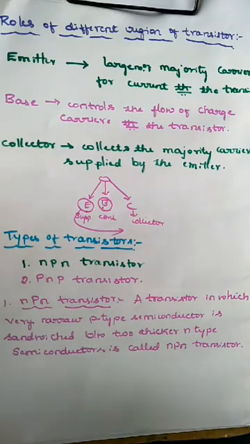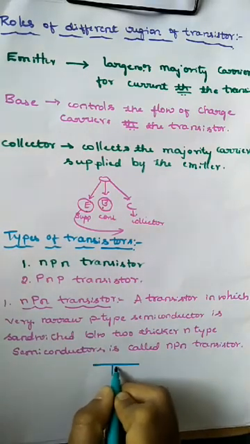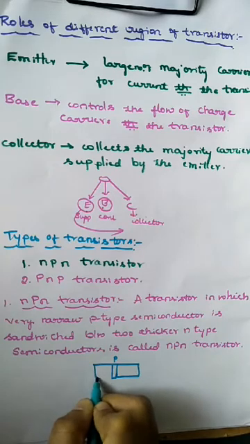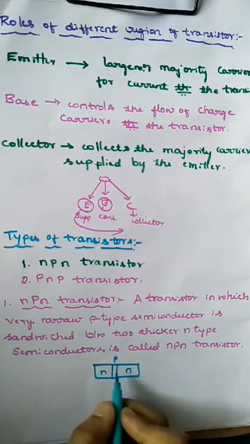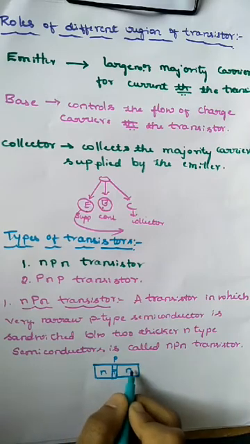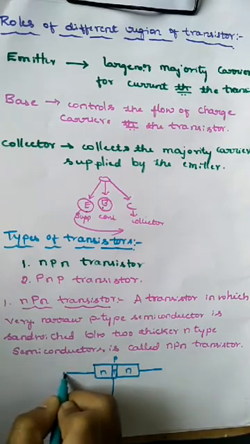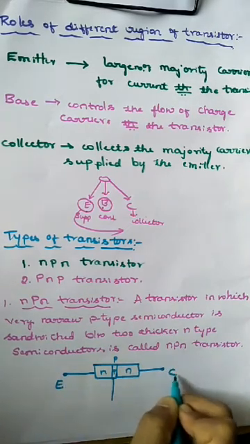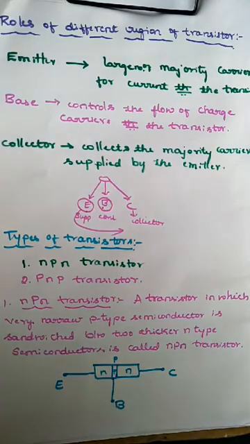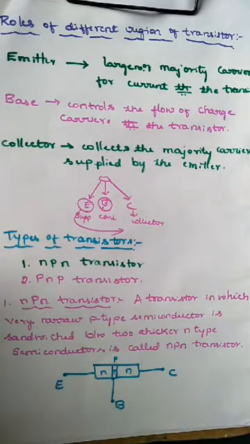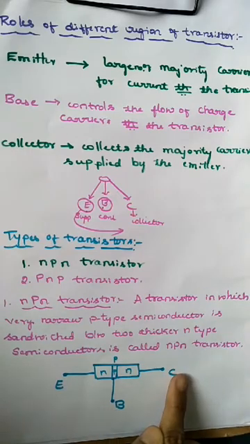So how it looks, this is the diagrammatic representation. This is the thin P type. Now this is the thick N type semiconductor. The middle one is P. NPN transistor. So these are the three terminals of the transistor. This is the emitter, this is the collector and this one is the base. So this is the representation of the NPN transistor. A transistor consists of three terminals. What are those? Emitter, collector and base.